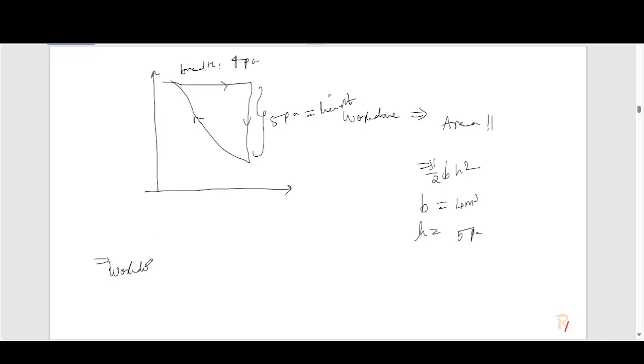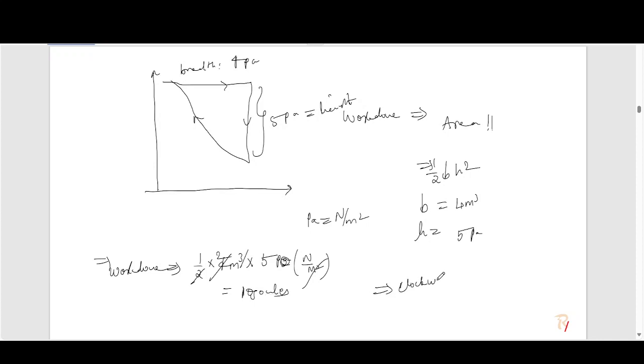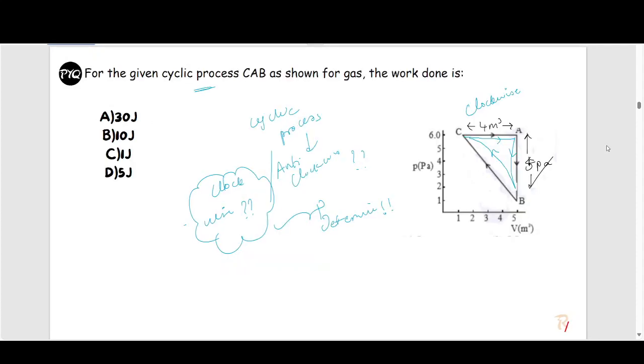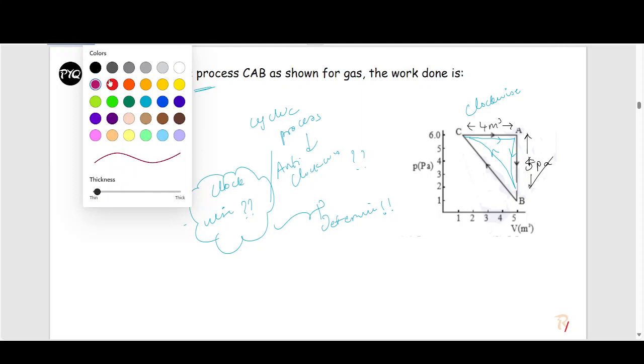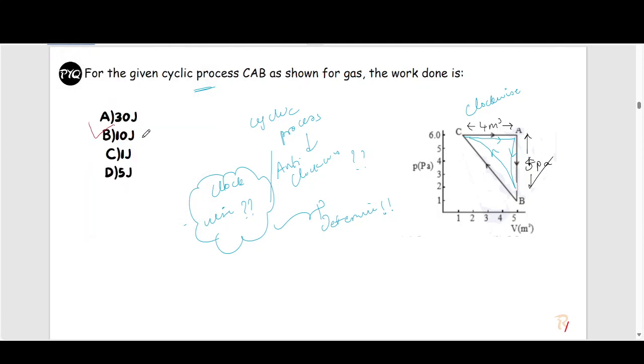Substituting, we get the work done as half into 4 meter cube into 5 pascals. Pascal is newtons per meter square. Meter square and meter square cancel, and we get 10 joules. We know that it was in the clockwise direction and gives a positive sign, so 10 joules. Okay, like this we can solve this question. And joules is the answer.